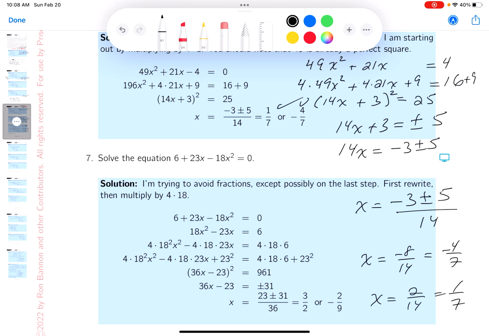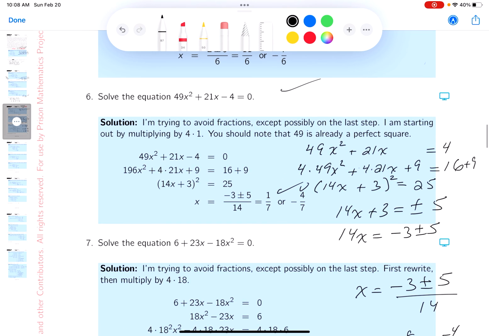Are we getting those answers? Of course we are. All right, what was quicker? The zero product rule was quicker.